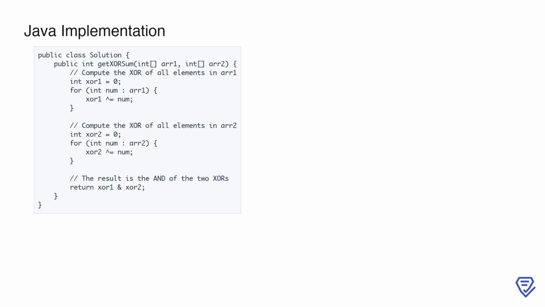This is the Java implementation of the problem Find XOR Sum of All Pairs Bitwise AND, LeetCode number 1835. The solution mirrors the Python logic by first computing the XOR of all elements in ARR1 and ARR2, and then returning the bitwise AND of these two XOR results. Key differences include the use of Java's enhanced for loop and explicit type declarations for variables.